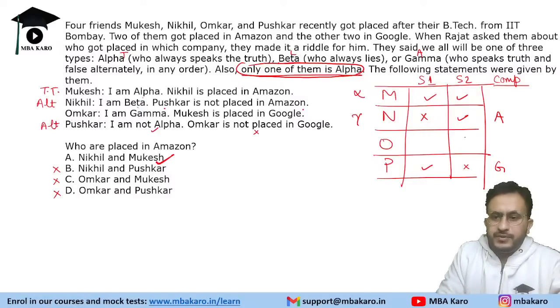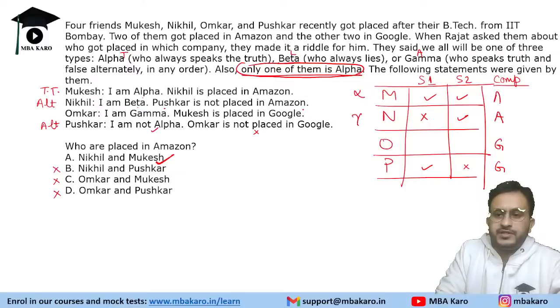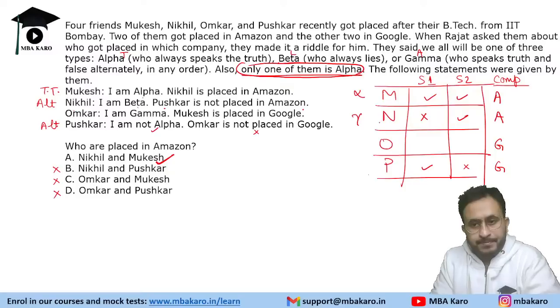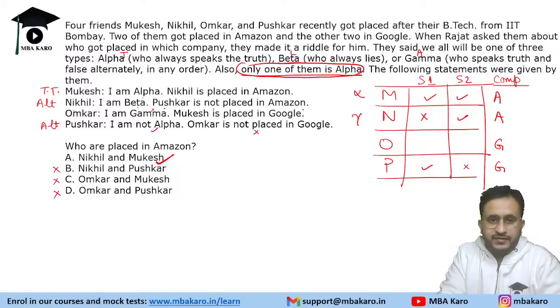So Omkar is not placed in Google. So Omkar will be placed in Amazon. No, sorry, Omkar will be placed in Google and this person will be in Amazon. Okay, so Amazon, Amazon, Google, Google. Then Omkar is saying that I am gamma. Gamma is an alternator, right? If he is an alternator, the second one should be true. Mukesh, see, his second statement is true, right? Mukesh is placed in Google.